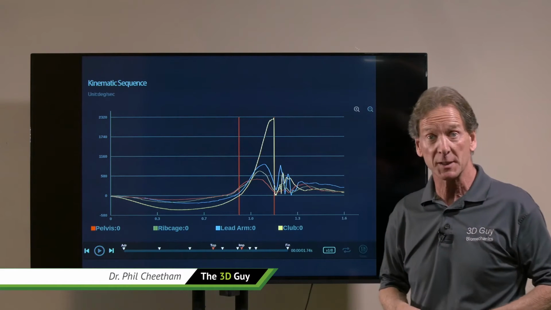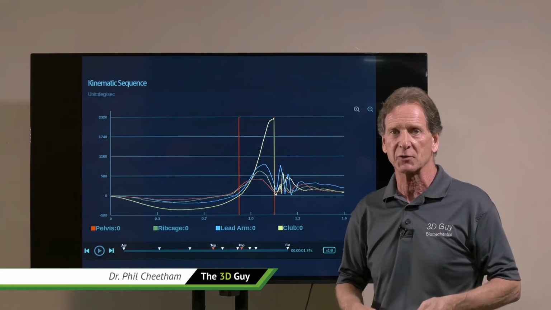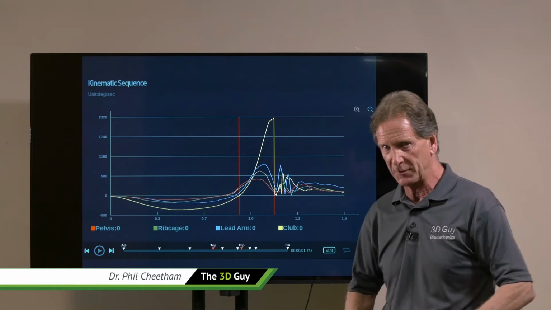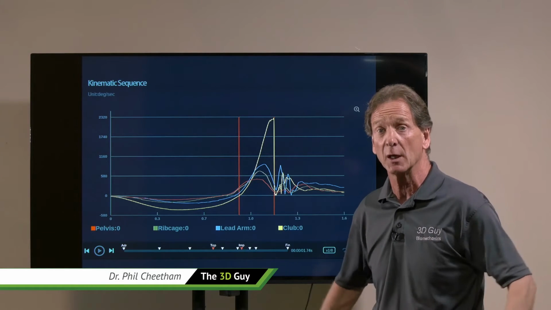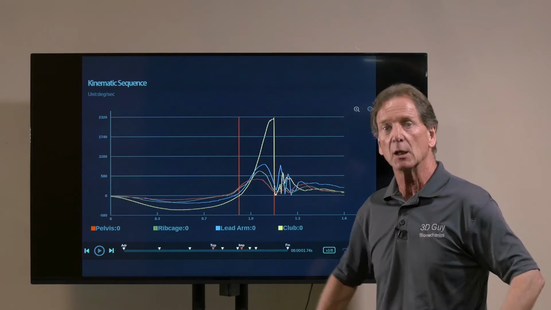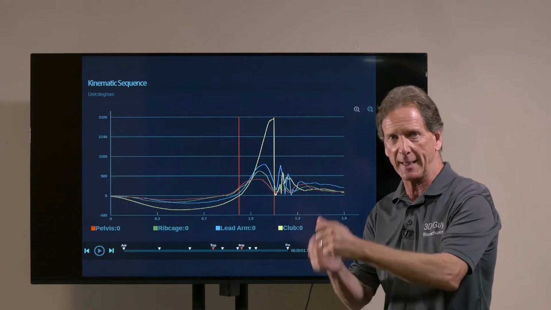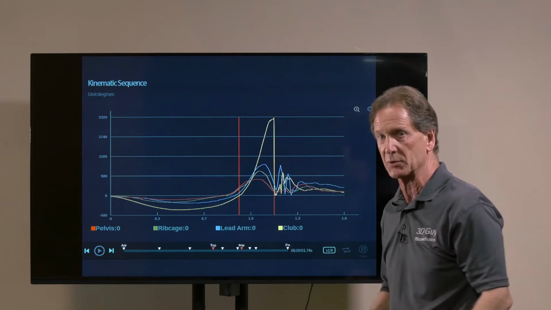The kinematic sequence is a very important aspect of the golf swing, as measured by the MySwing system. It allows us to see how efficiently energy is transferred from the big, strong muscles, the hips and the pelvis area, to the extremities, to the wrists and the hands, which are the smaller, faster muscles.